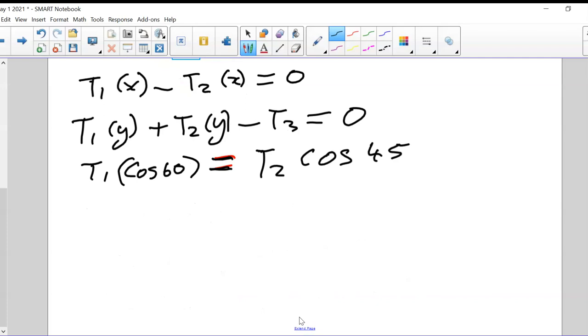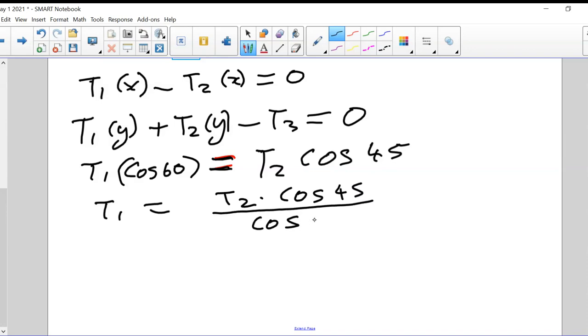All right, so here's one thing we can do now: you can isolate either the T1 or the T2. I'm going to go with T1. So I'm going to say that T1 is equal to T2 times the cosine of 45 over the cosine of 60. You'll see why I'm isolating it in a minute. Just bear with me on that. So T1 is equal to T2 times the cosine of 45 over the cosine of 60. All right? Okay, let's get to the second.